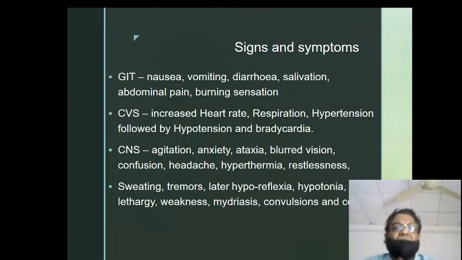Okay, so it affects the eye. Initially, in the early phase, there will be miosis, and later the individual develops mydriasis, and also develops convulsions and coma. Okay, and sometimes higher doses can also result in death. So these are the important signs and symptoms of nicotine poisoning.